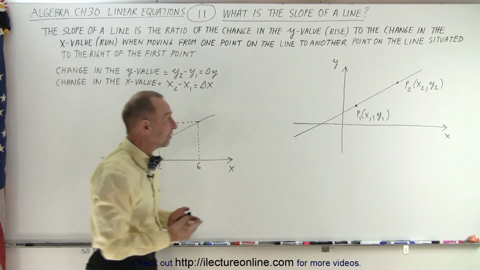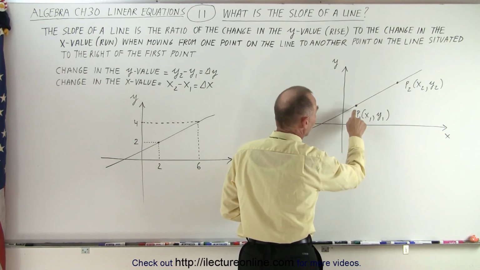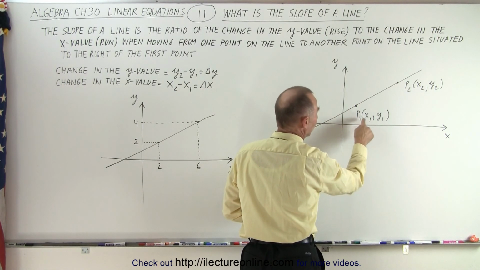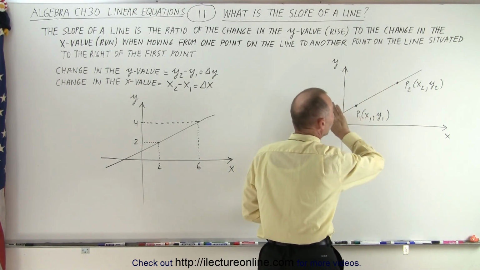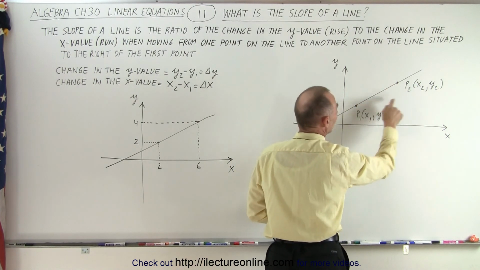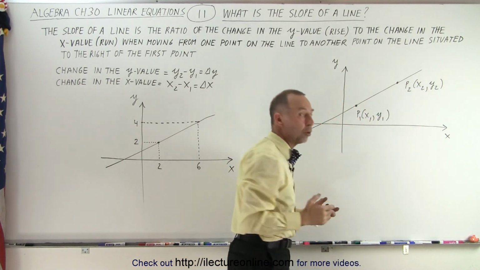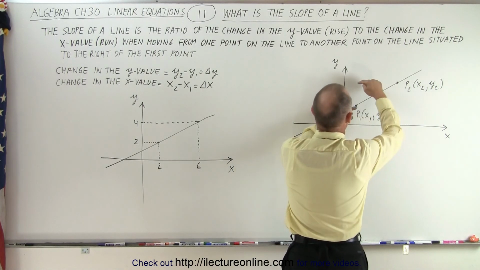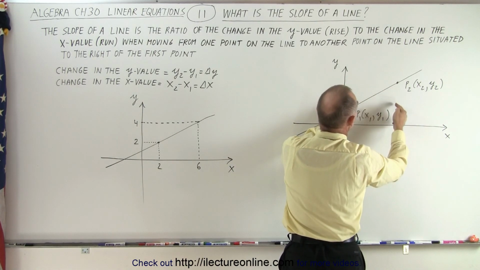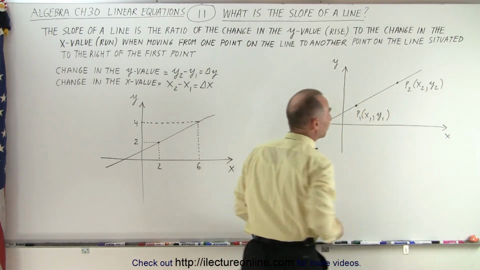So here we have an example. In general, we have an xy coordinate system. We have the first point called point 1 with coordinates x1, y1, and we have a second point to the right of the first point. Let's call it point 2 with coordinates x2, y2. So the slope of the line is the change in the y value to the change in the x value as we move from one point to another point to the right of the first point.